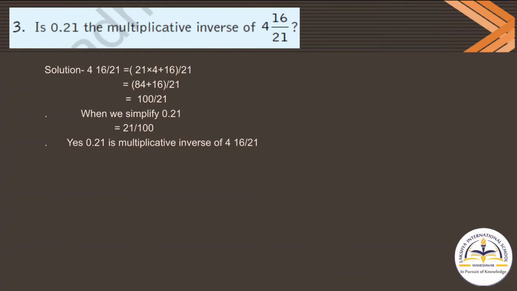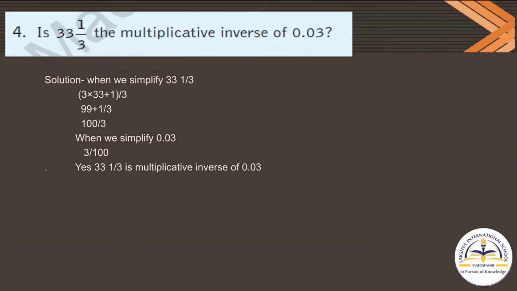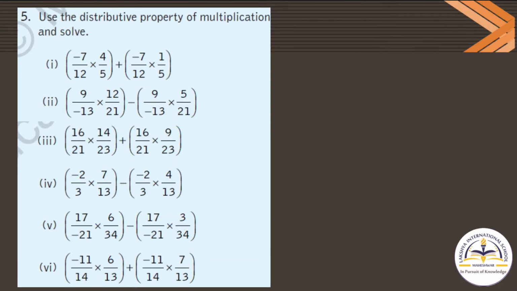Question third is 0.21, the multiplicative inverse of 4 16 by 21. So in the solution, 4 16 by 21, when we solve this we will get 100 by 21. When we simplify this 0.1, we will get 21 by 100. So yes, 0.21 is a multiplicative inverse of 4 16 by 21. Now you have to solve this question.